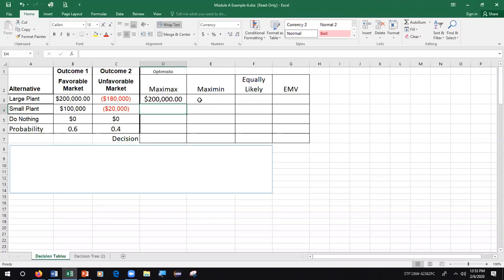So in that case, we know that our maximax with the large plan alternative is 200,000, best potential. We don't need to retype that formula since they're the same and everything's in the same place, so we can just pull that down. And we can also have it calculate for the small plan and if we do nothing.